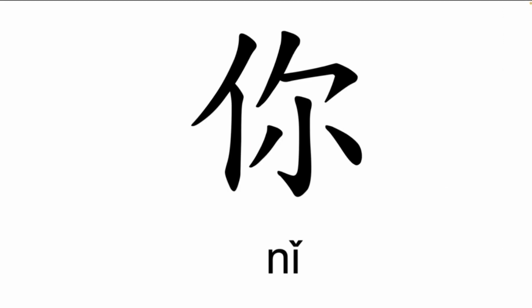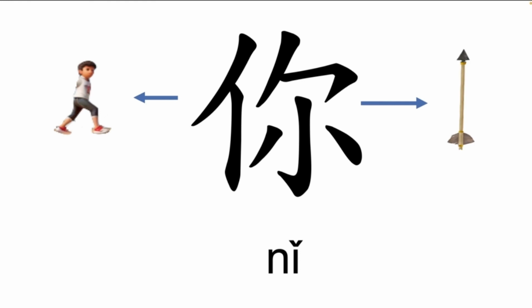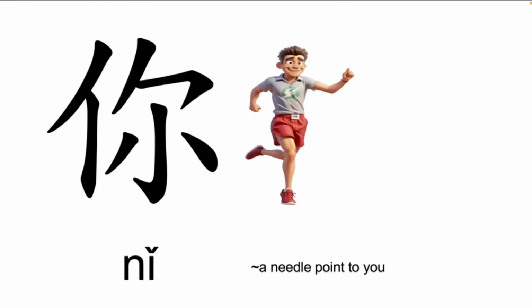Ni is a combination of ren and arrow characters. To aid memory and maintain consistency with pronunciation, we replaced arrow with a needle, allowing us to associate it with needle and create a memorable connection for both the pronunciation and character of ni.